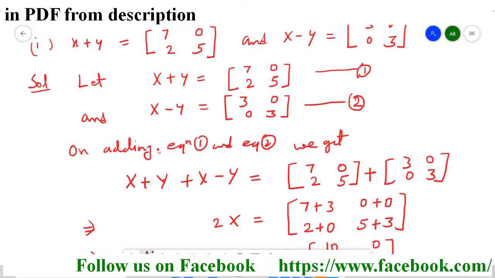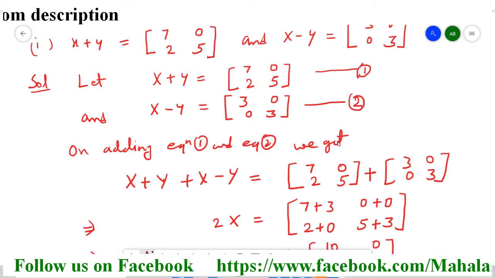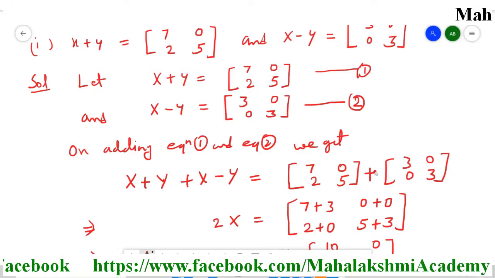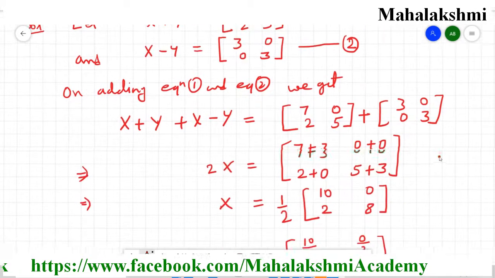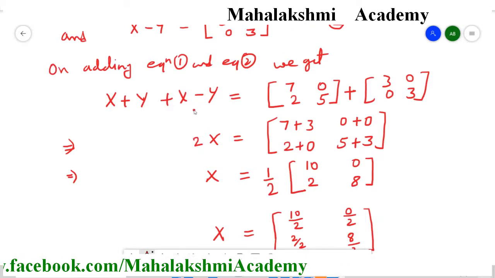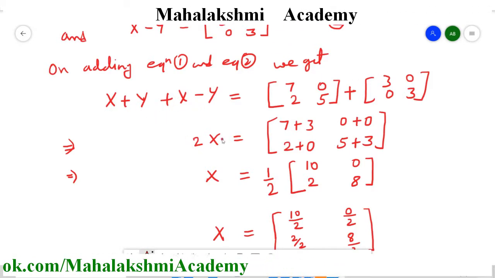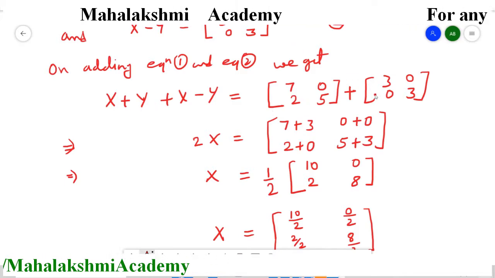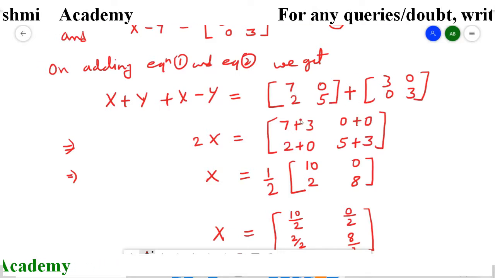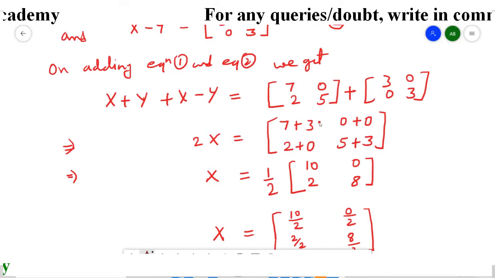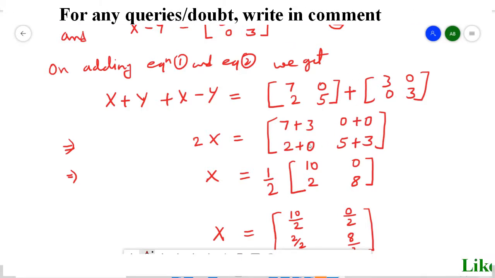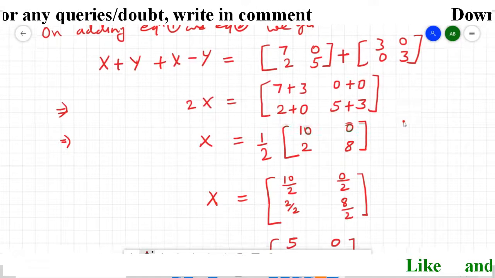So I wrote here, on adding equation 1 and equation 2 we get: left side added with left side and right side added with right side. After writing this we will see that plus y and minus y get cancelled, and x plus x is going to be 2x. Here we have to add the two matrices, so to add two matrices, we add corresponding elements. So 7 plus 3, then 0 plus 0, and 2 plus 3 and 5 plus 3. Like this we add the corresponding elements of the two matrices.